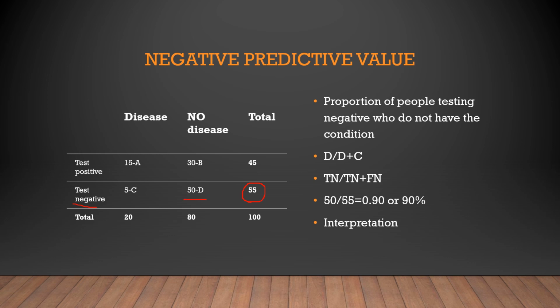It is 50. So your calculation will be proportion 50 by 55, or true negatives divided by all negatives, true and false negatives. That will be 90%. So what will be the interpretation? There are 90% of people testing negative and they do not have the condition. Or in other words, there are so many people who have tested negative and 90% among them actually do not have the disease. That will be your negative predictive value.